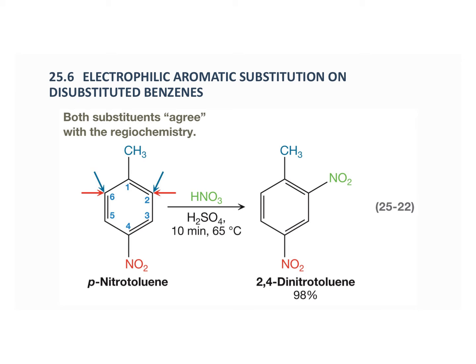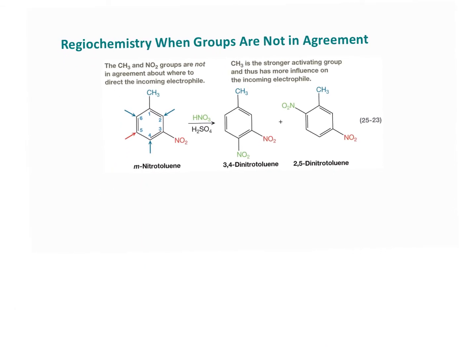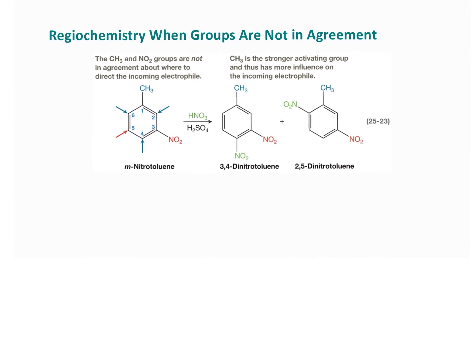And so when we have agreement like this, that works out really nicely for us, but we don't always have that agreement. So what do you do when the regiochemistry, when the groups are not in agreement?